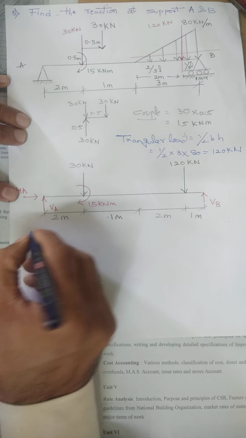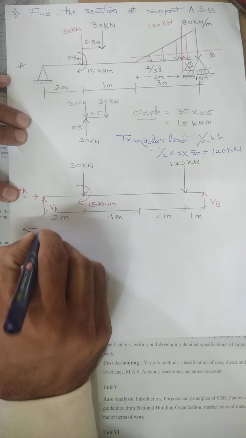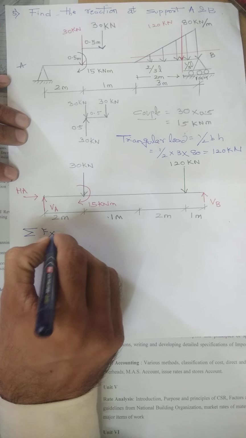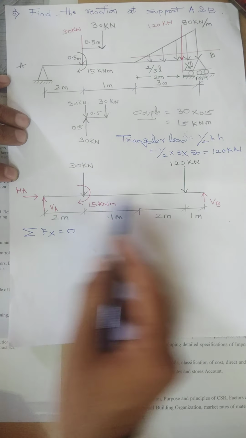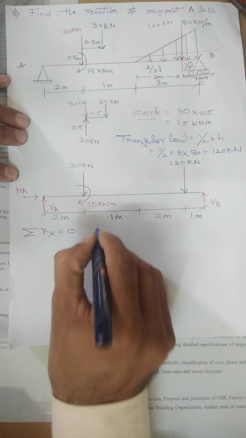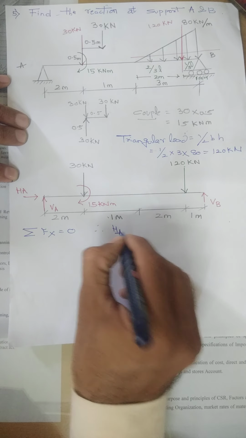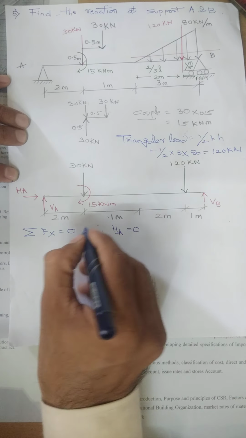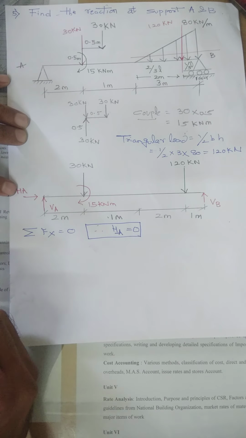One by one we will use the conditions. First I am using the Fx condition because there is only one horizontal force, so directly we can find out this value. Summation of Fx is equal to 0. How many forces in the x direction? There is only one force. After calculations it is 0. So HA is equal to 0. Even though it is 0, we have to calculate it.